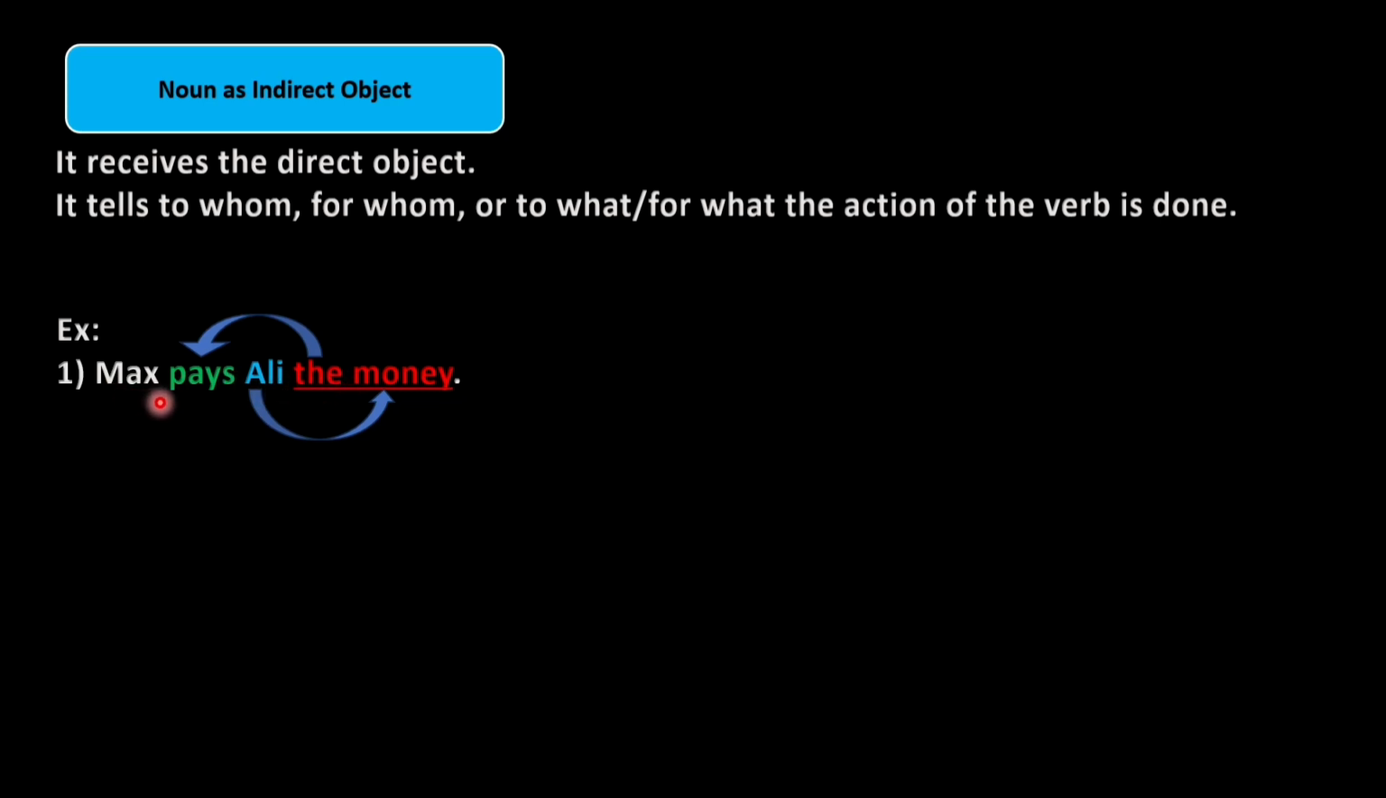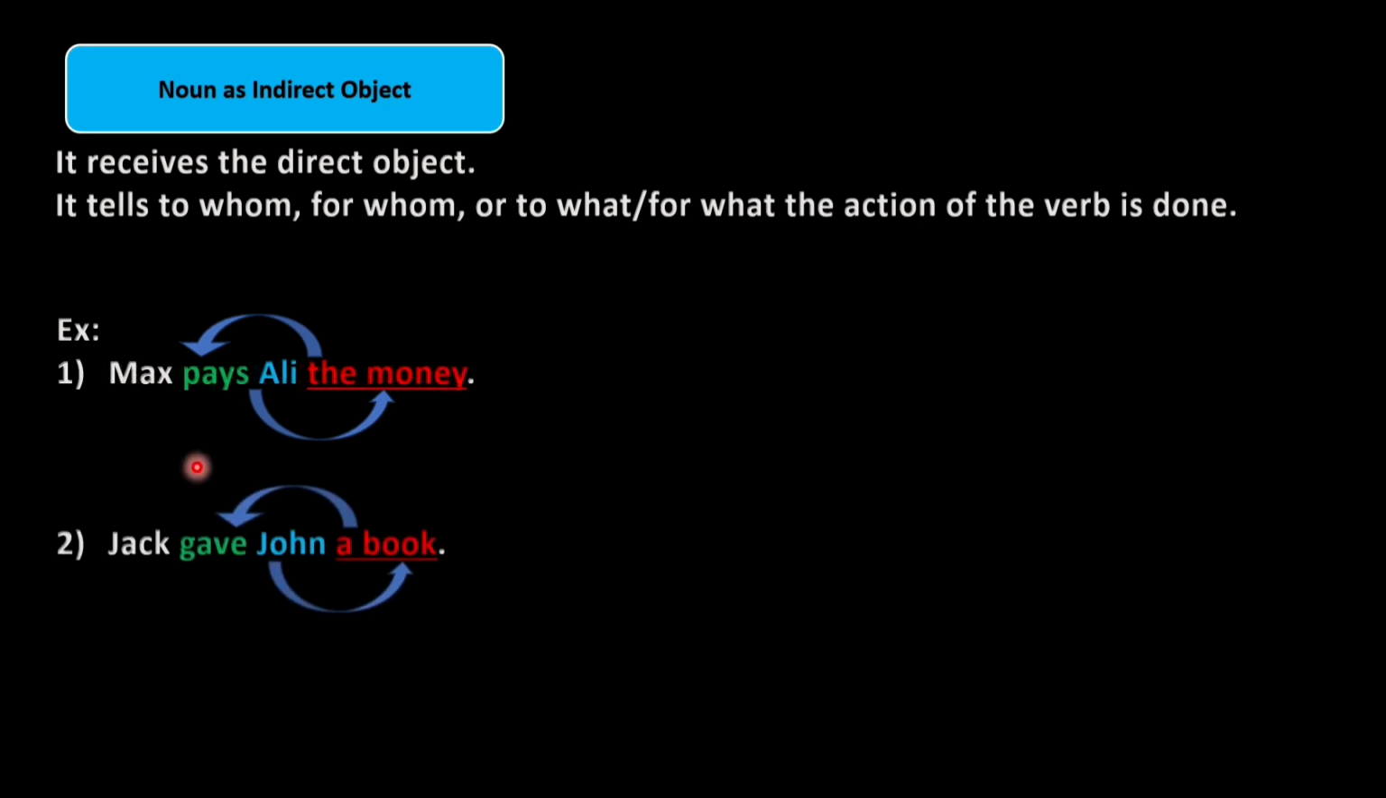So ask yourself the question that I have discussed previously. What does Max pay? The answer will be the money, right? So this is the direct object, it talks about the verb pays, and we know for sure that only here is the indirect one. And you can also ask the question for proving. Later on I will discuss it, right? Then we have another example.